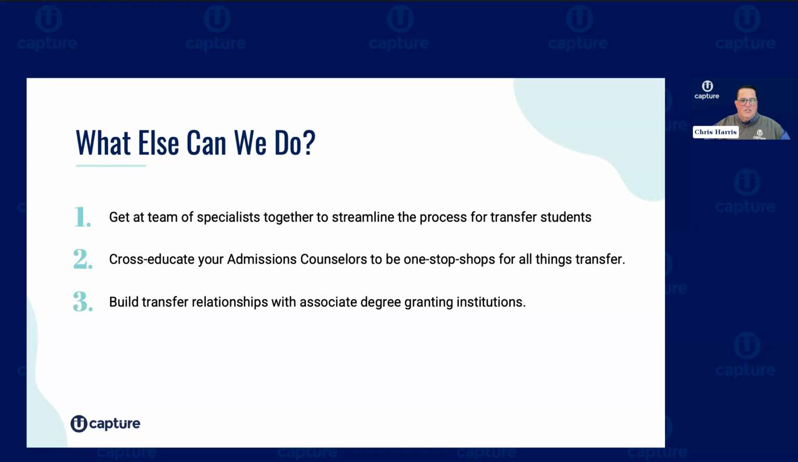Three, build transfer relationships with associate degree granting institutions. There are more and more of those being created all over the United States. Whether it's RN to BSN programs, or business degrees that are turning into MBAs, where they're going 2+3 and they're getting MBAs. I think the world in higher education is on the precipice of making major changes.